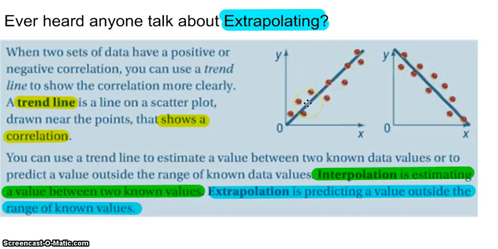So when there is no correlation, we cannot really draw a trend line. Interpolation is estimating a value between other known points. So if we were going to estimate something inside of here, that would be interpolation. And extrapolation is outside of the points. So if as x goes up, y is going up, we could continue to extrapolate and say my x values out here would probably have a higher y value.